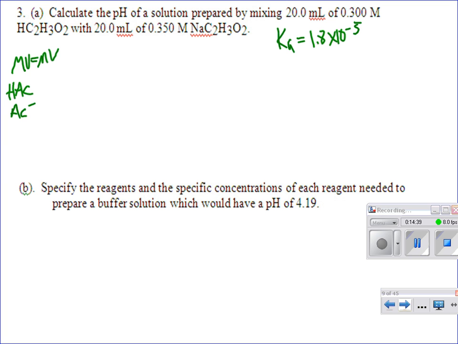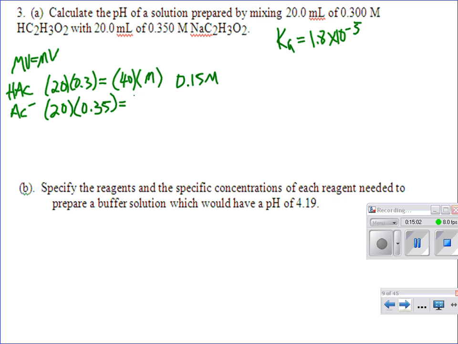Okay, so our acetic acid, if we want to find its new concentration after the dilution, we're mixing 20 mL of 0.3 molar to make a total of 40 mL of what molar? Question mark. So that comes out to be 0.15 molar of that. And then the acetate, we have 20 mL of 0.35 molar, and we're making a total of 40 mL of what molarity? 0.175 molar. So those are our two molarities.